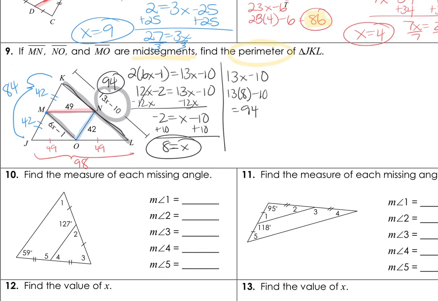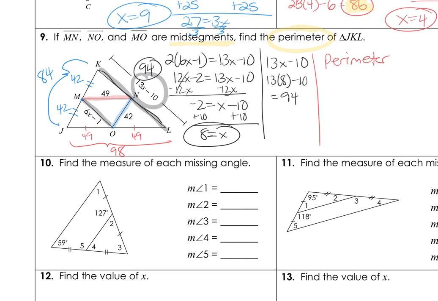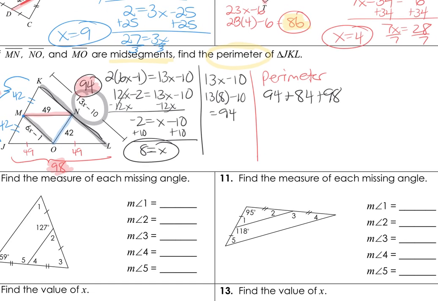So to get that perimeter, we're adding all 3 sides of the triangle. So when I go in, I'm adding my 94, my 84, and my 98. And when you do that, it comes out to be 276.